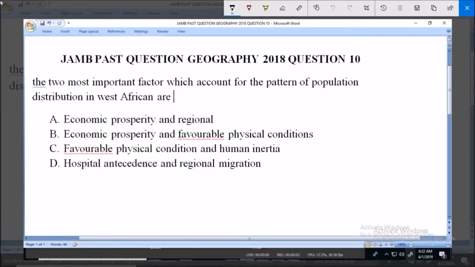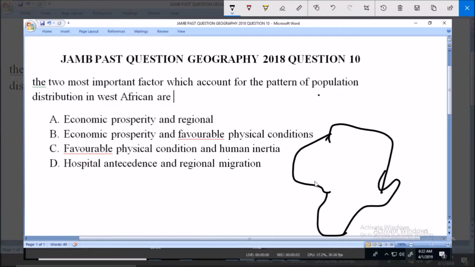Now, when you look at West African nations, you'll find out that there is normally migration. If this is Africa, now you have Nigeria here, you have Benin, Ghana, and other ones. This is the West African region. You find out that there is much migration towards where we have favorable economic prosperity and where there is also good weather conditions and other things.